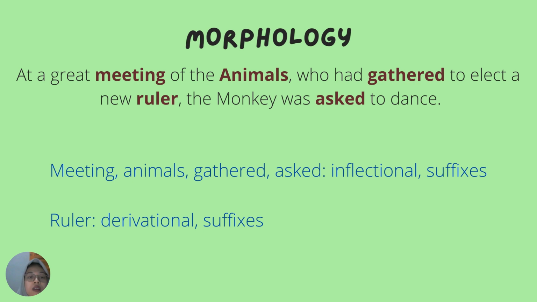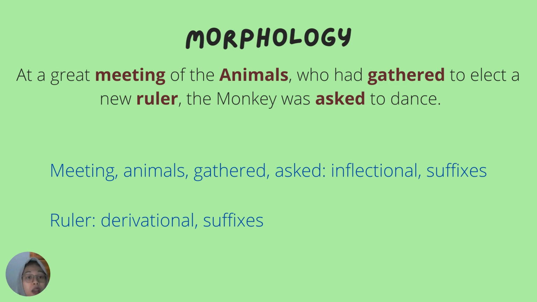Okay, I think we know the difference between morphology and syntax. So in morphology we concern ourselves with each word. And I will start from the first sentence. At the great meeting of the animals who had gathered to elect a new ruler, the monkey was asked to dance.